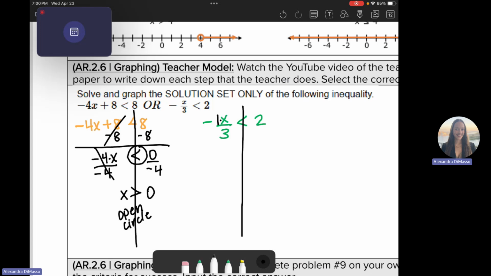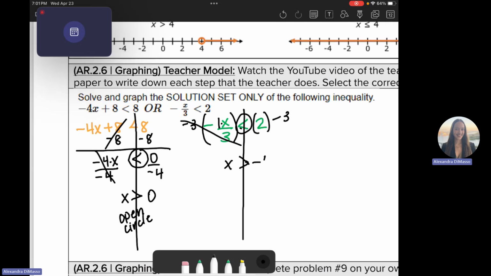So to undo this divided by 3, I'm going to do just the opposite of dividing, and I'm going to multiply the left by negative 3. I'm also going to multiply the right by negative 3. So these will cancel here. I'm left with just the x. But again, be careful, because I'm multiplying by a negative number, my sign has to flip. So this now goes from a less than symbol to a greater than symbol. 2 times negative 3 gives me negative 6. And again, there's no equal to, so this becomes an open circle.